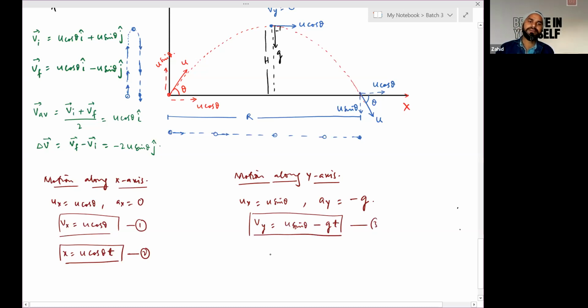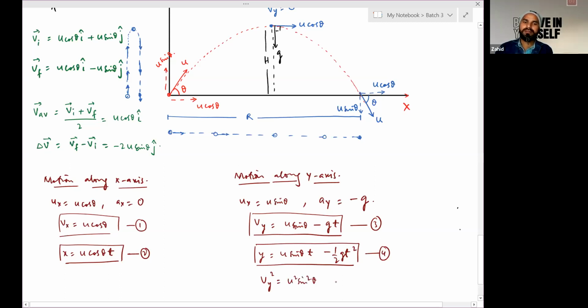Equation 4: s equals ut plus half at squared, so y equals u sine theta times t minus half g t squared. And last, using the third equation, v squared equals u squared minus 2gy.